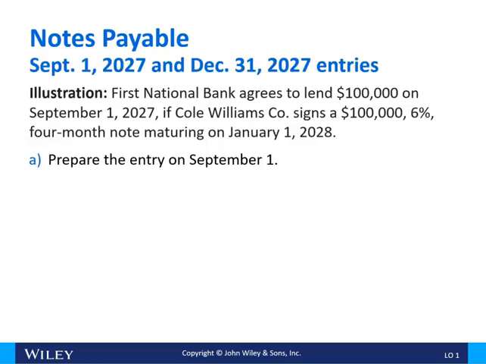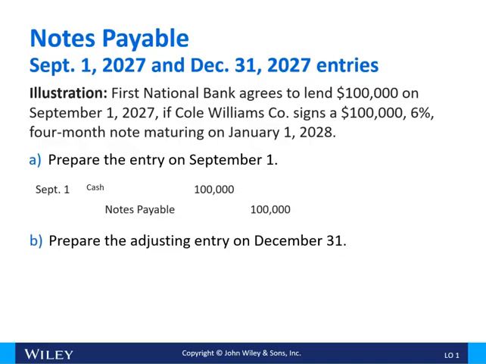So let's look at what we do on September 1st, the date that the note is issued. We're going to debit cash $100,000, credit notes payable $100,000. So we're the borrower, we're Cole Williams Company. We signed the note. We said we want $100,000 today. We're going to pay that back in 4 months plus 6% interest. Okay, so we recognize that liability. Now we have the cash in our account as well.